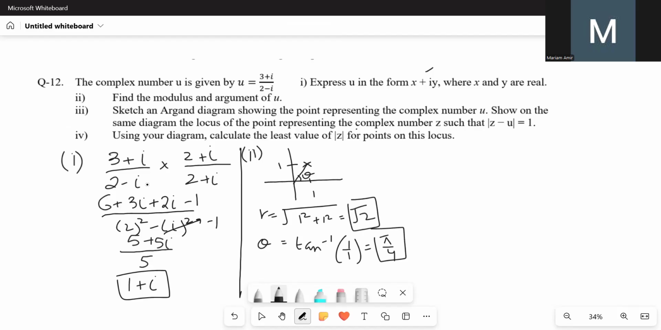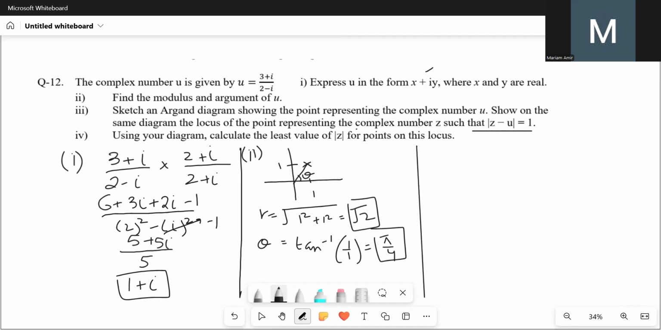Okay. Next is sketch an Argand diagram showing the point representing the complex number u. Show on the same Argand diagram the locus of points representing the complex number this. All right. So now we draw a proper Argand diagram for part 3. So 1 plus 1 iota could be here. And we have to mention real z and imaginary z, or x and iota y.